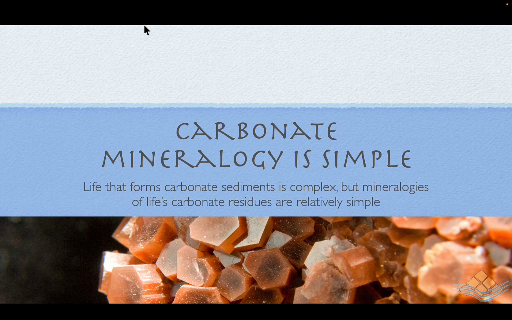This video chapter focuses on the various minerals that constitute carbonate sediments, and we'll see that the mineralogical variation is quite simple, dominated by 4 or 5 carbonate minerals, of which only 2 dominate in ancient carbonate sediments. Throughout the course, we'll see that the life forms that contribute to the formation of carbonate sediments are quite complex and interactive, but the resulting mineralogies, that are the residues of life's carbonate metabolic activities, are relatively simple. And in ancient rocks, there are only 2.